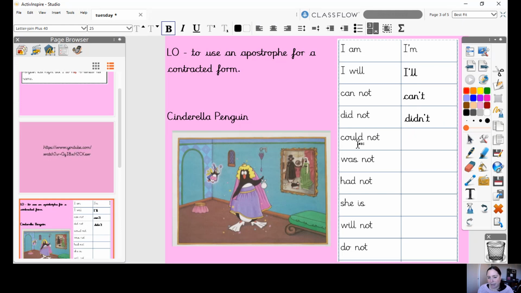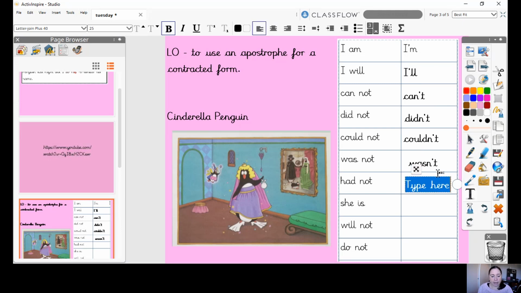Oh, look, here we go. Oh, you lucky duck, spelling here. Could not becomes couldn't, like I couldn't believe my eyes. Couldn't. Was not becomes wasn't. I wasn't dancing with anybody else.